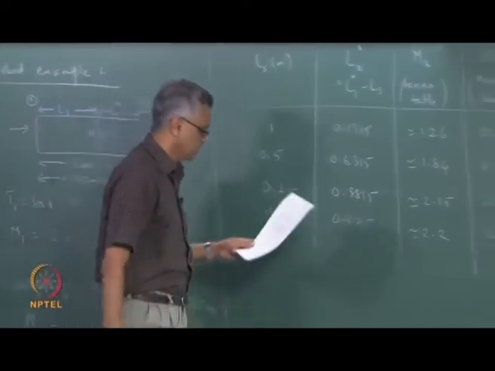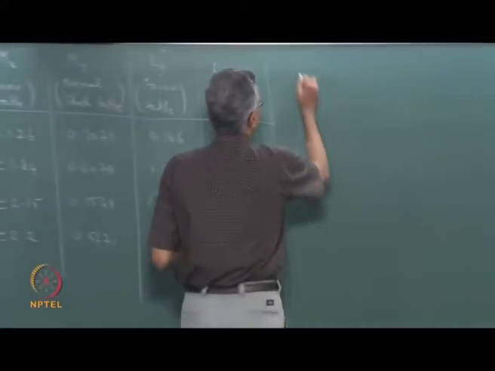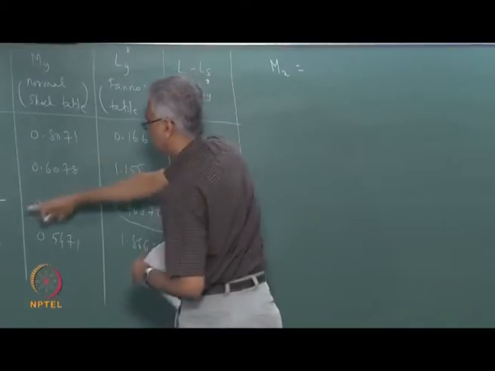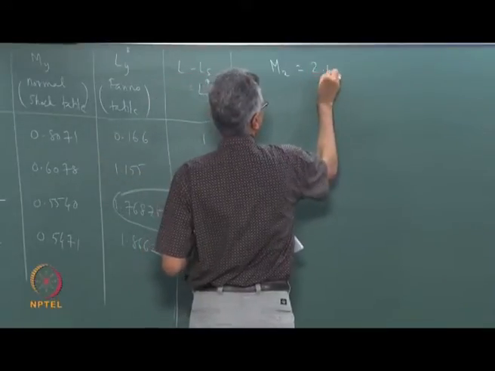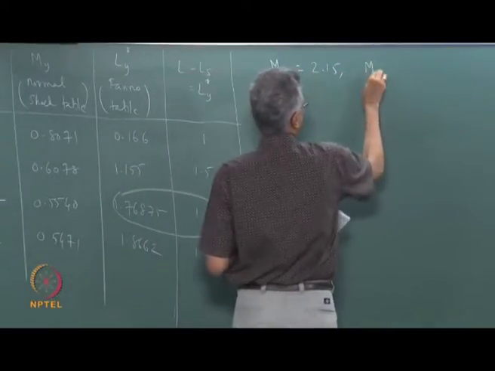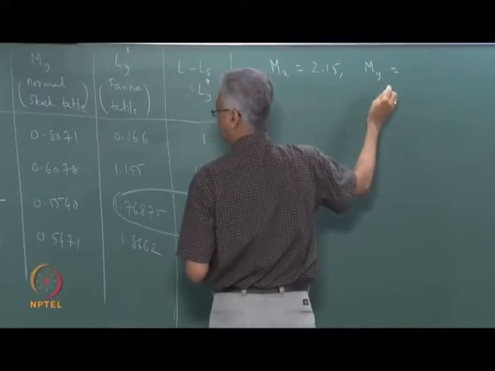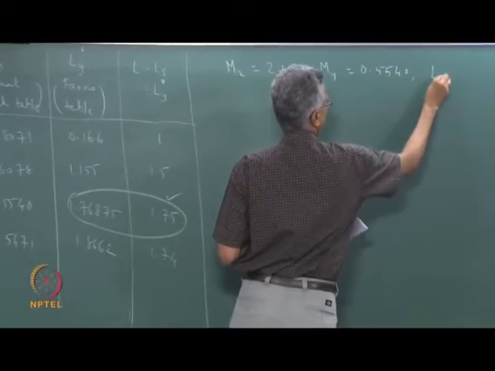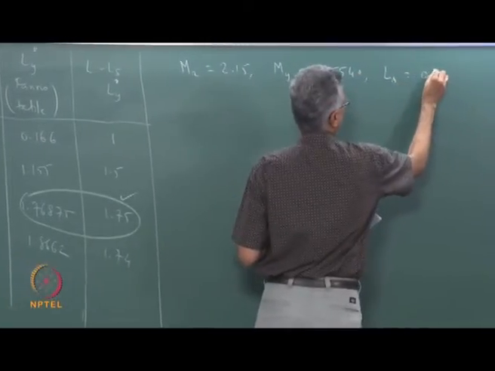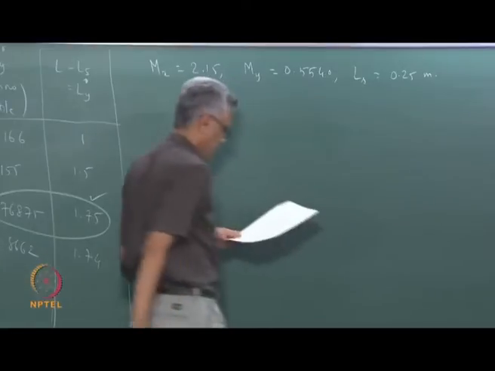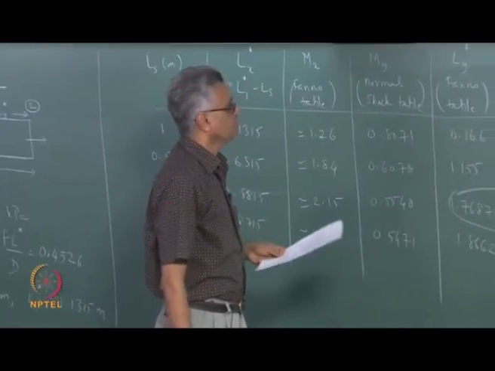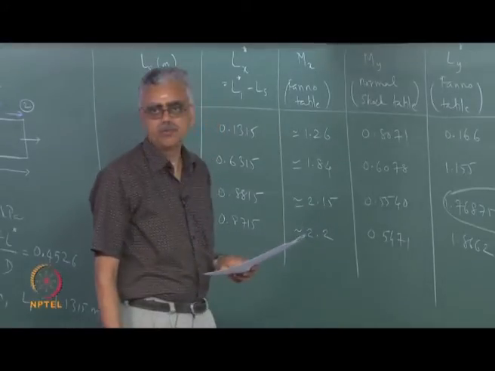So we will accept this guess and say that Mx is equal to 2.15 and we take My to be equal to 0.5540, Ls to be 0.25 meters. Now we need to determine the exit properties.